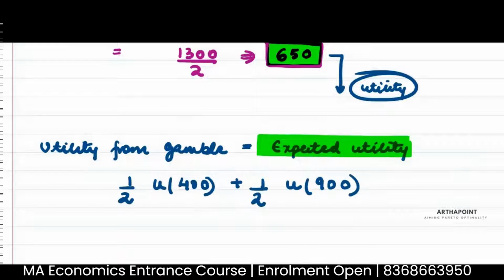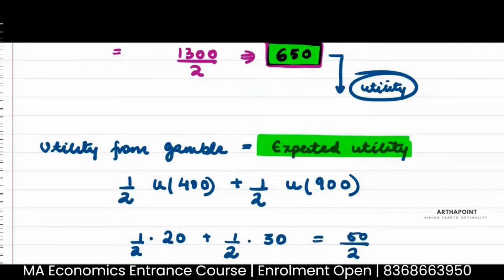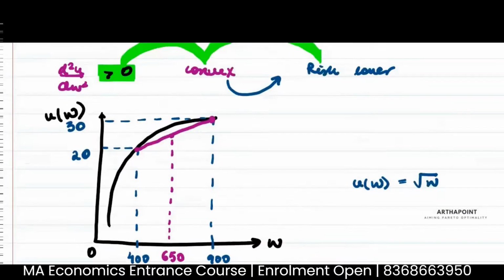So probability of me earning 400 is half and utility from 400 was 20. Probability of me getting 900 is half and utility from 900 is 30. So my utility from gambling is 50 divided by 2, which is 25. So I will mark 25 here. This line, when joined, gives me 25.